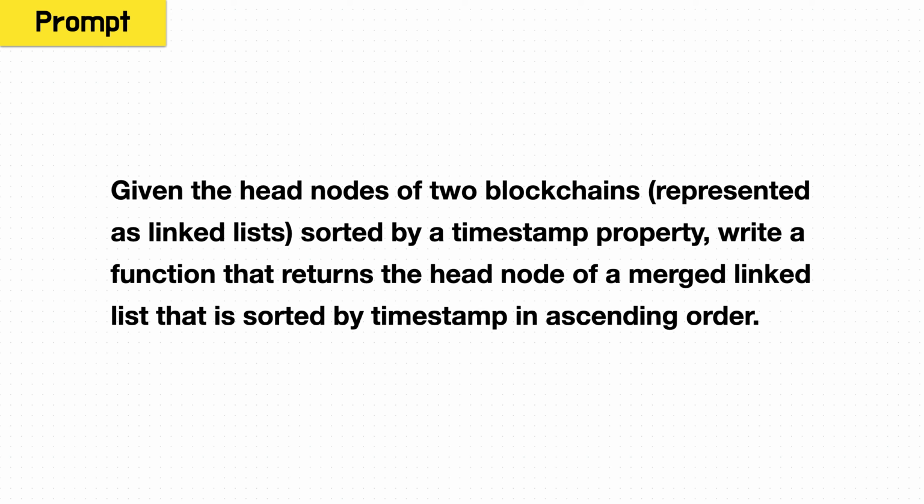These blockchains are represented as linked lists, where each linked list has a timestamp property, which is a Unix integer timestamp, and they're sorted in ascending order in their separate blockchains. What you want to do is create a merged blockchain where all the nodes are sorted in ascending order combined.